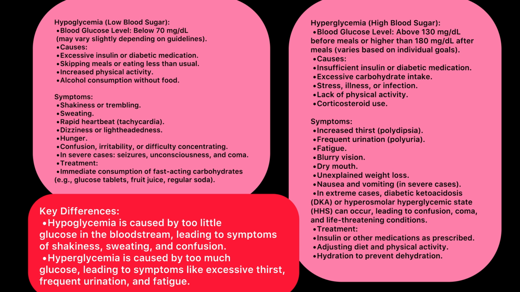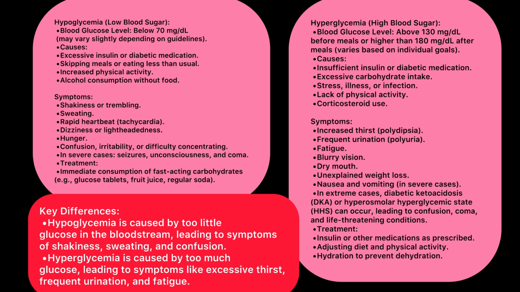Hypoglycemic symptoms include shakiness or trembling, sweating, rapid heartbeat, tachycardia, dizziness or lightheadedness, hunger, confusion, irritability or difficulty concentrating, and in severe cases seizure, unconsciousness and coma. And the hyperglycemic symptoms include increased thirst, polydipsia, frequent urination, polyuria, fatigue, blurry vision, dry mouth, unexplained weight loss, nausea, and vomiting in severe cases. And the extreme cases are diabetic ketoacidosis and hyperosmolar hyperglycemic state. If this occurs, it can lead to confusion, coma and life-threatening conditions.